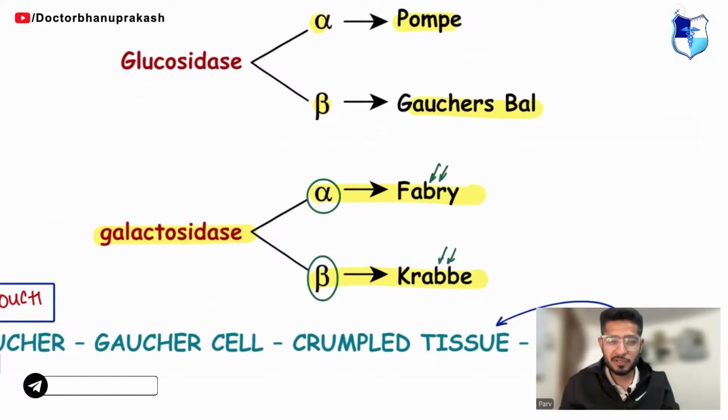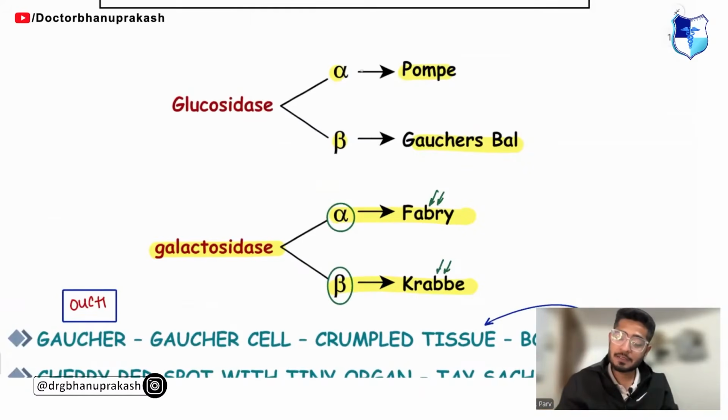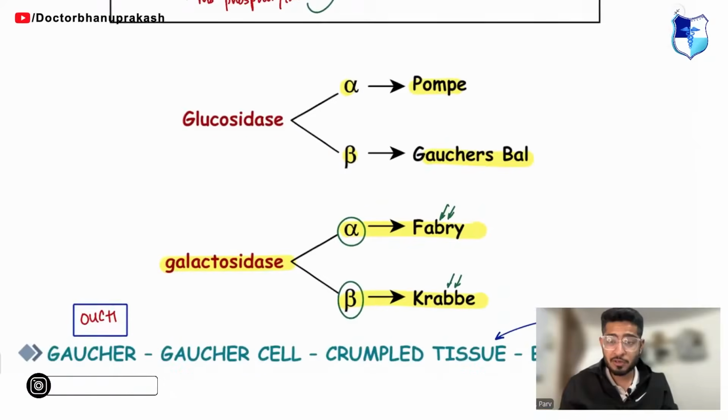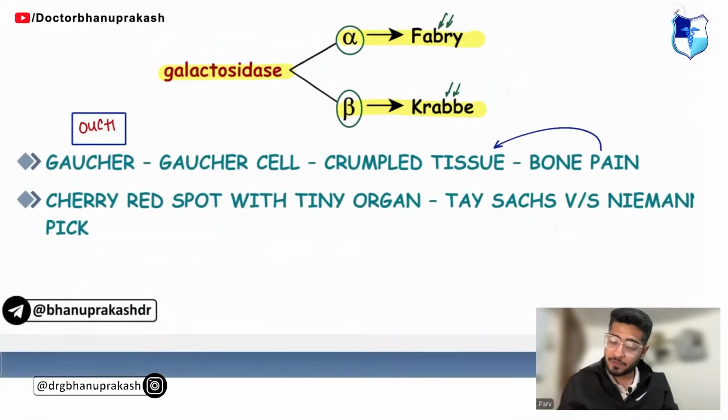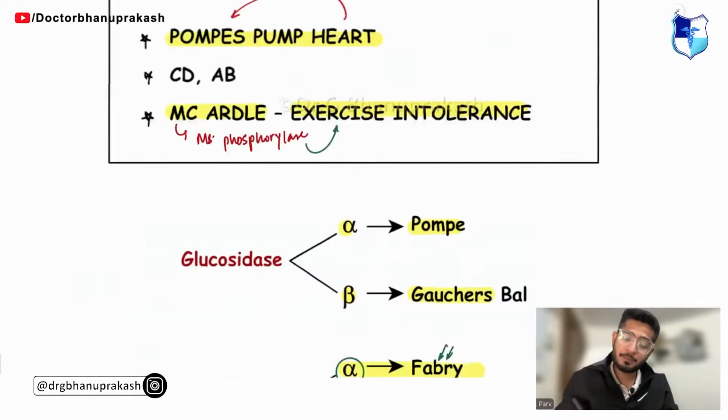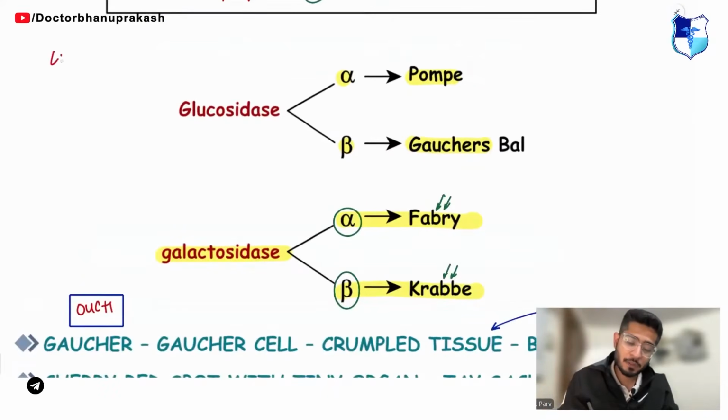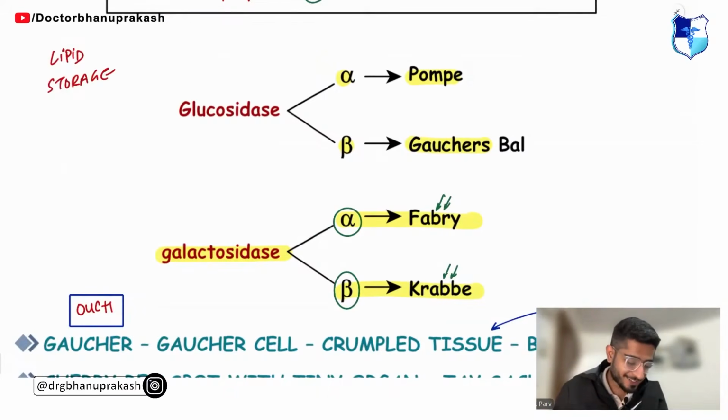These are actually lipid storage diseases. I'll teach you just in a while. But remember this: glucosidase, alpha is Pompe's, beta is Gaucher. Beta is actually Gaucher. So I have started the lipid storage diseases. Let me just quickly finish up the lipid storage diseases.